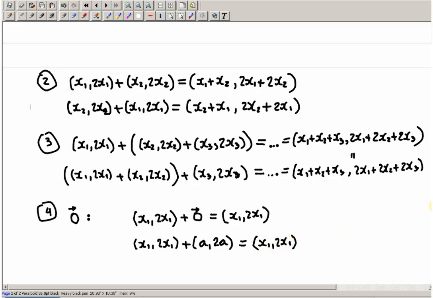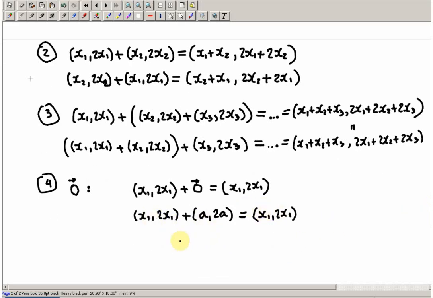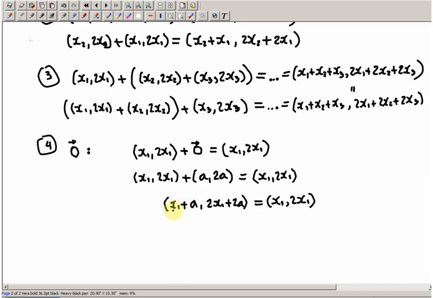So, and then just solve this thing. This would be x1 plus A, and then 2x1 plus 2A equals x1, 2x1. Then you can see, if you look at the first coordinate, this has to be equal to this. Therefore, A has to be equal to 0.